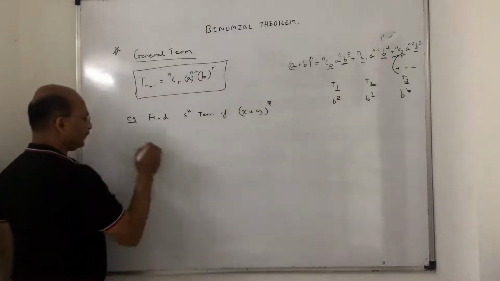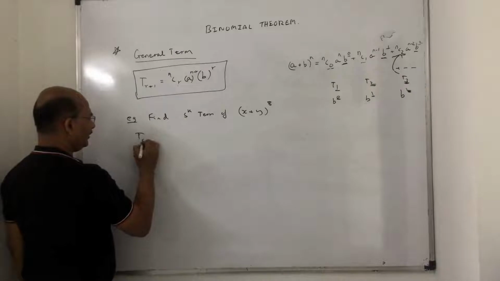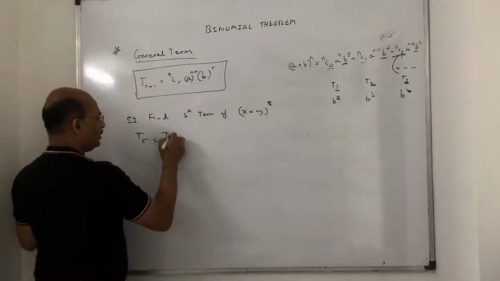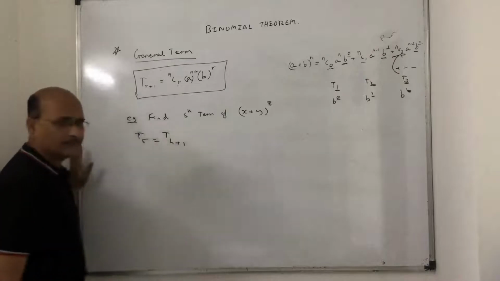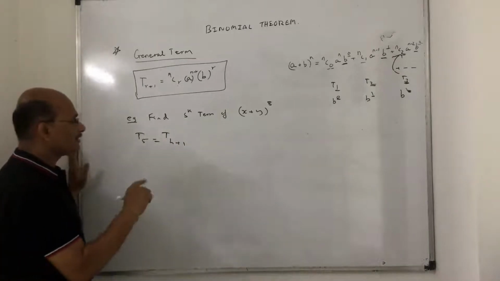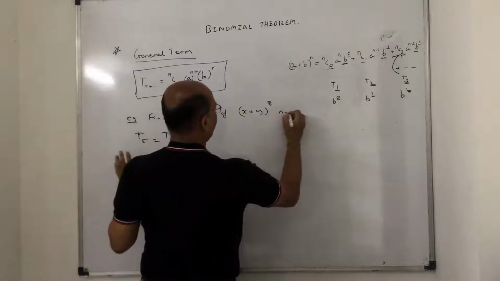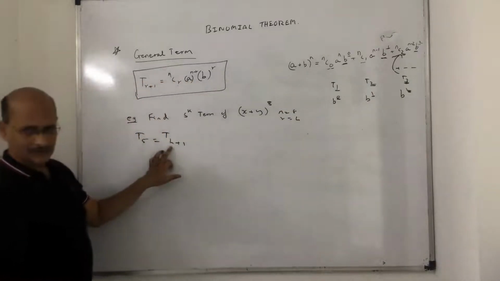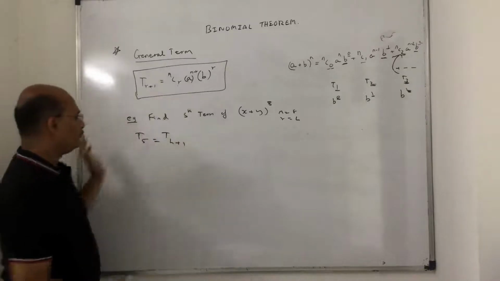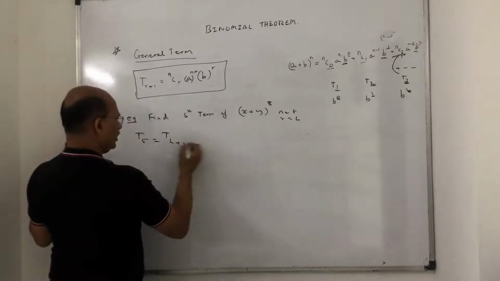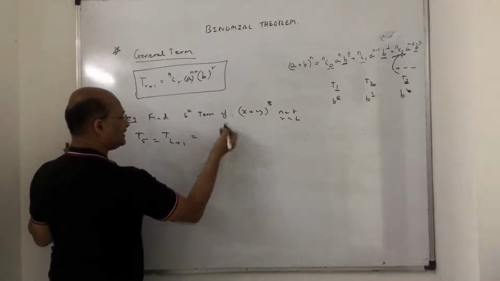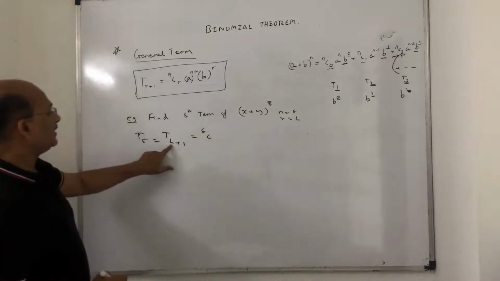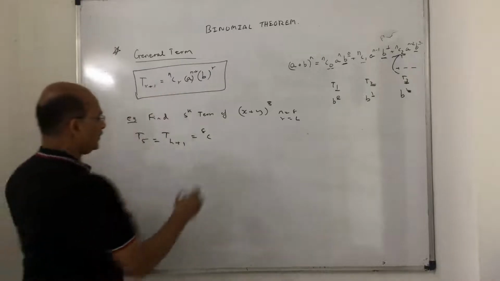Now as I want the fifth term, T5, I will write in terms of r plus 1. So what will happen now? This will become T4 plus 1. Now understand, in this, what is n? n is 8, r is nothing but 4. Apply the formula. For T4 plus 1 it will become nCr. Now remember this, this is nCr because that's what is taken up.